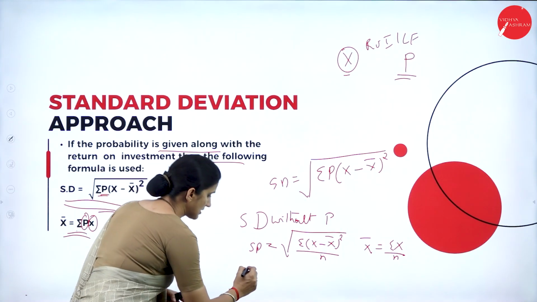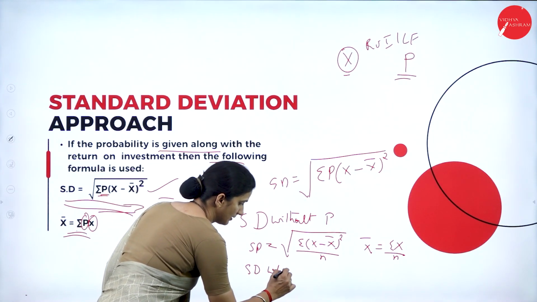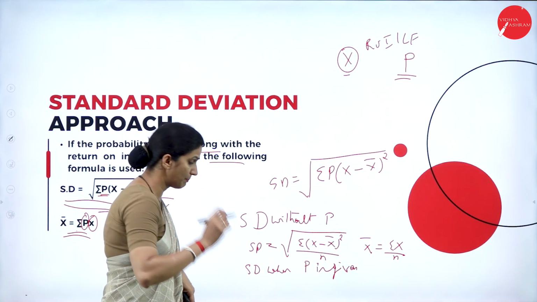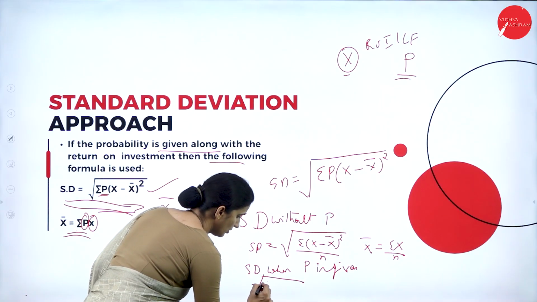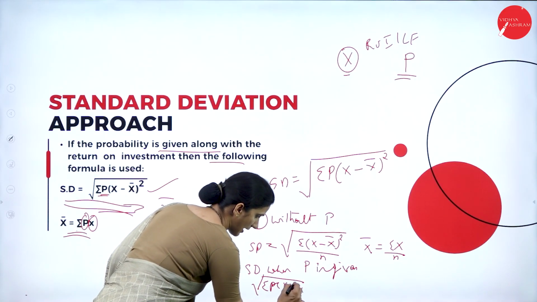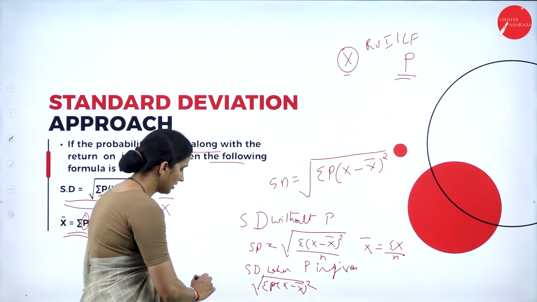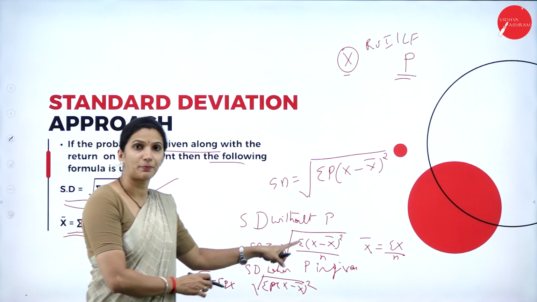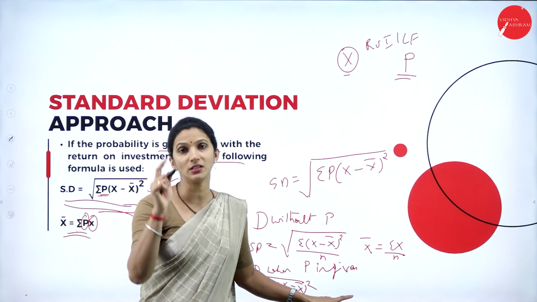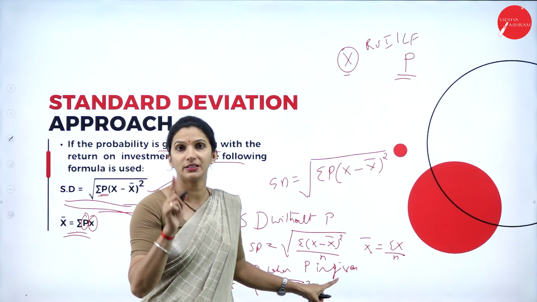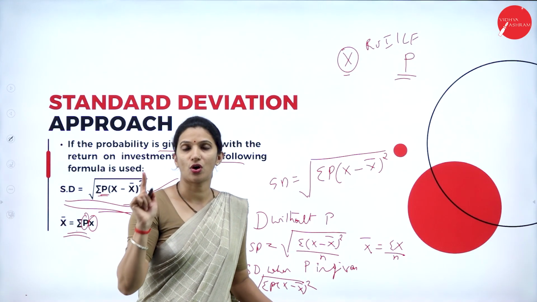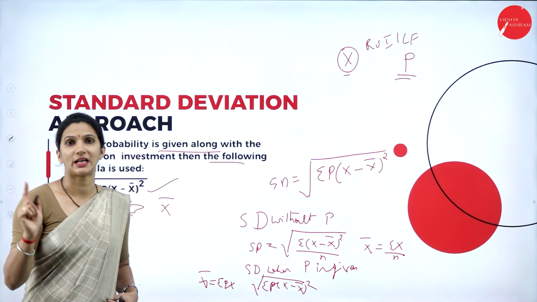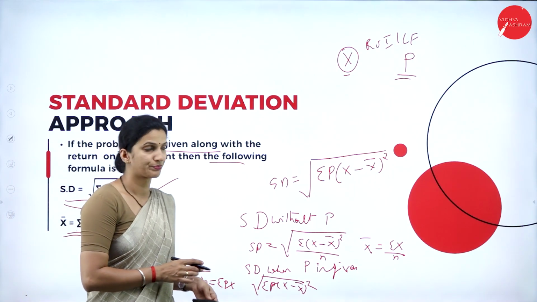Now the second situation is standard deviation when p is given, that is, your probability is given. Simple, your standard deviation is equal to root of sigma p into x minus x bar whole square. So here your x bar is sigma px. When the probability is given, we'll exclude the n. So that is the formula that you will use when the probability is given.